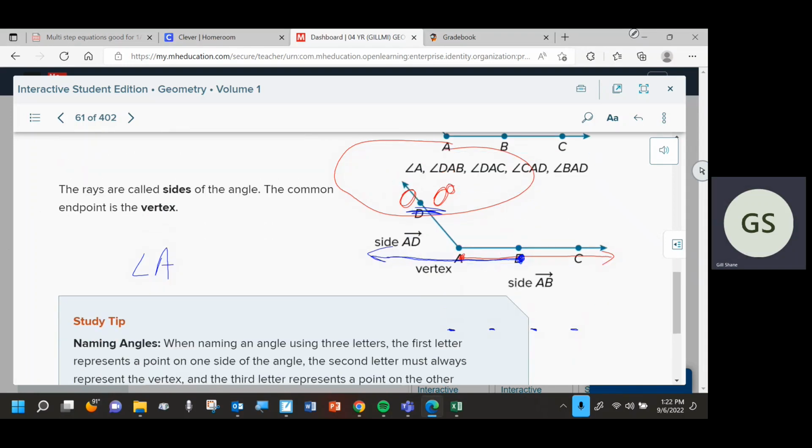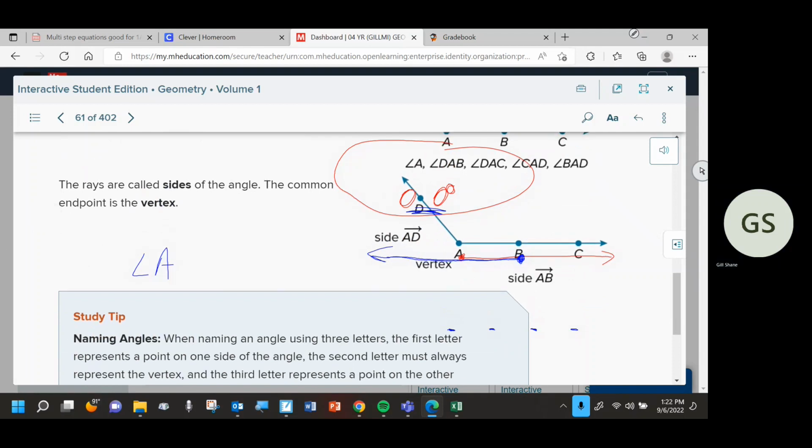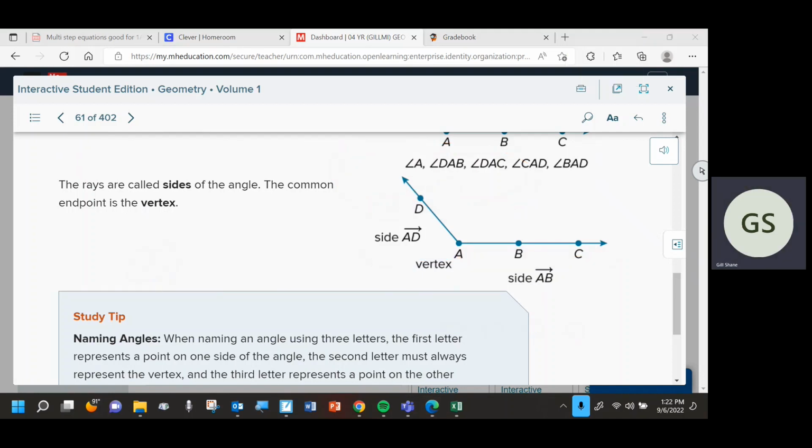Let's see. So we did all of that. Boy, there was something I did in the other classes. What was it? I went over naming a lot more in those classes, and we ran out of time super fast.